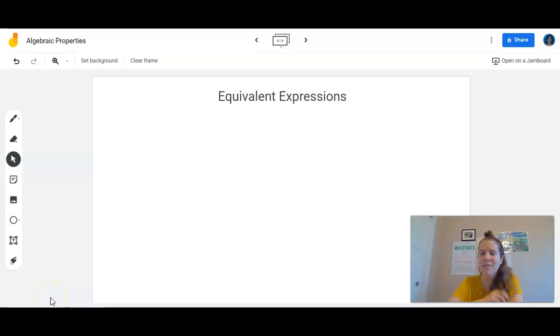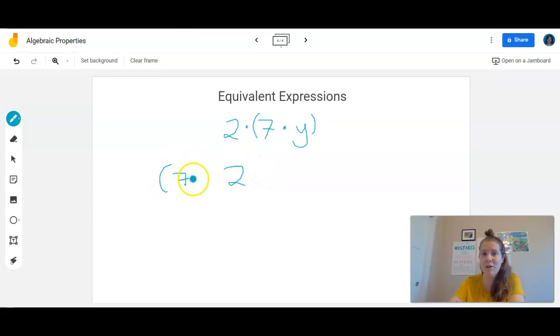So how do we use these 3 properties to know when expressions are equivalent to each other? If I have an expression that's all multiplication, then I know that the order doesn't matter. I could change the order and still have an equivalent expression. I could move the parentheses and still have an equivalent expression. I could simplify and still have an equivalent expression.